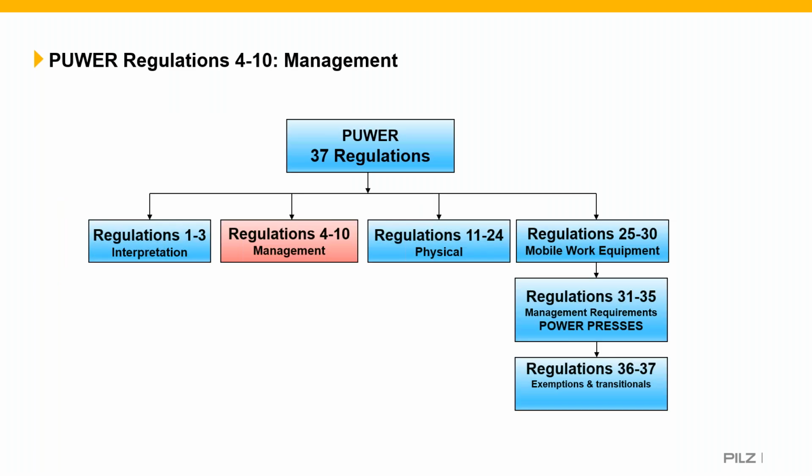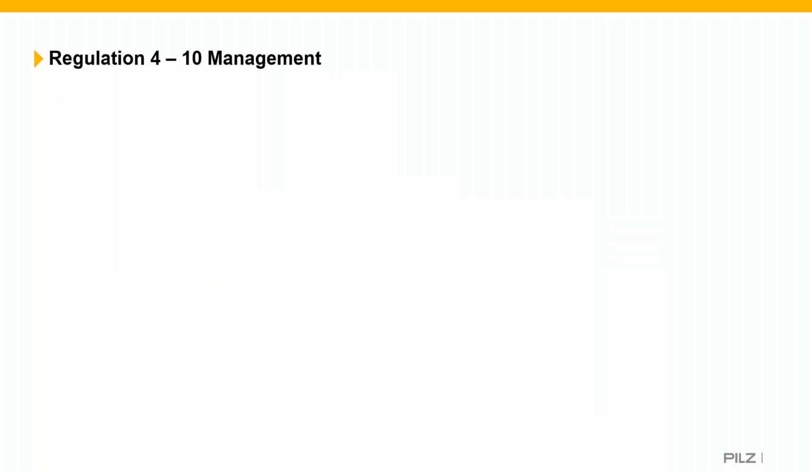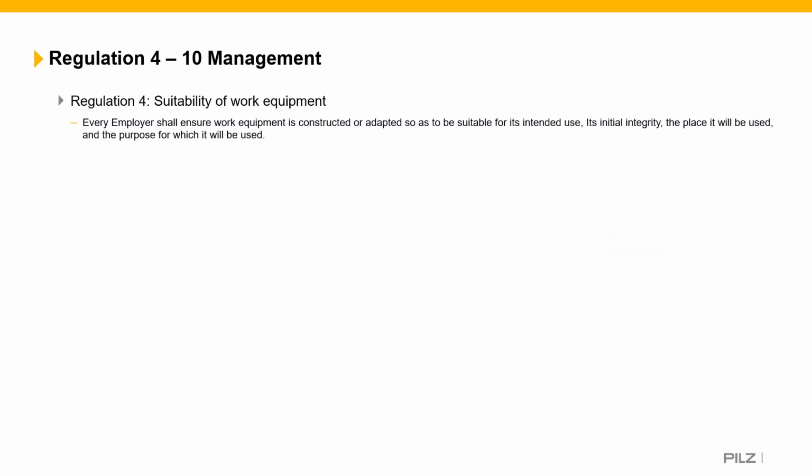Regulations 4 to 10, as we said, look at the management issues with regard to suitability, maintenance, training, etc. Regulation 4 looks at the suitability of work equipment. Every employer shall ensure that work equipment is constructed or adapted to be suitable for its use, and for the purpose for which it will be used.